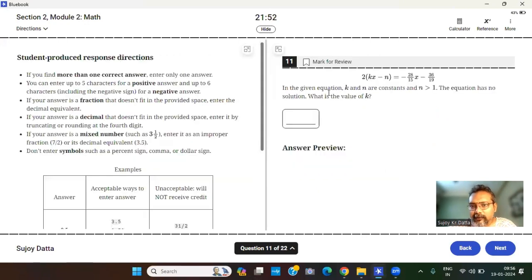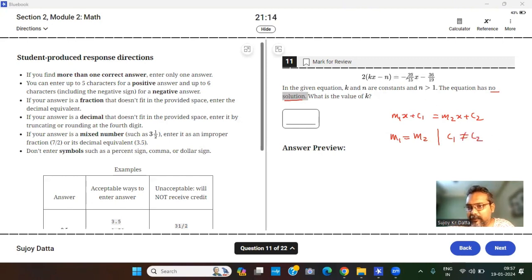Next. So there's some equation given. Don't waste time reading that. In the given equation, k is a constant, n is bigger than 1. The equation has no solution. So we'll just use the rule for no solution. What was the rule? If I have an equation of this type, m1x plus c1 equals m2x plus c2, basically both written in the form y equals mx plus c, the slope intercept form. In this case, if there is no solution, it would mean parallel lines. So that would mean m1 equals m2 and c1 not equal to c2.